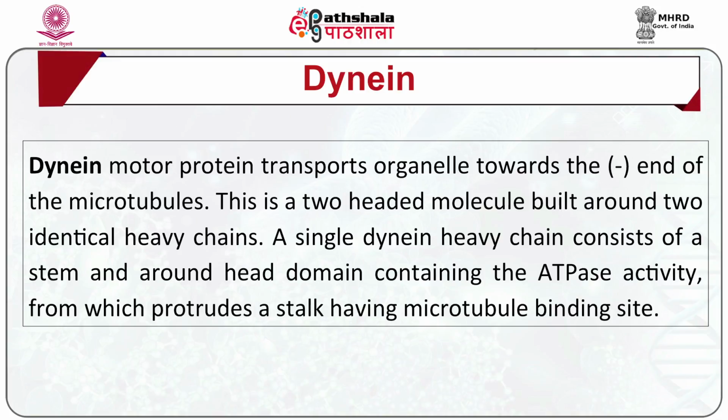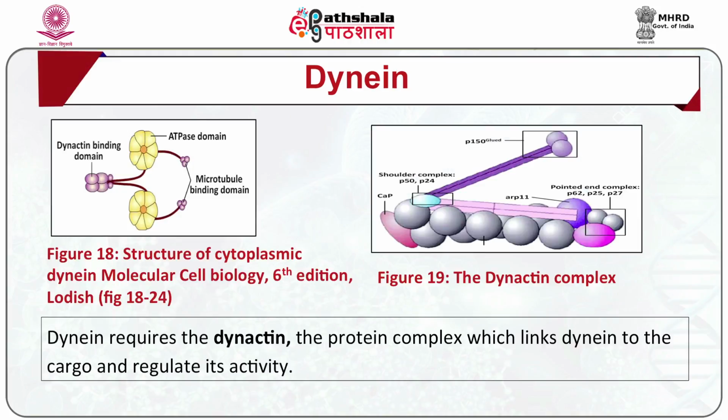The second motor protein is dynein. Dynein motor protein transports organelles towards the minus end of the microtubule. This is a two-headed molecule built around two identical heavy chains. A single dynein heavy chain consists of a stem and a round head domain containing the ATPase activity, from which protrudes a stalk having microtubule binding sites. Dynein requires dynactin, the protein complex which links dynein to the cargo and regulates its activity.